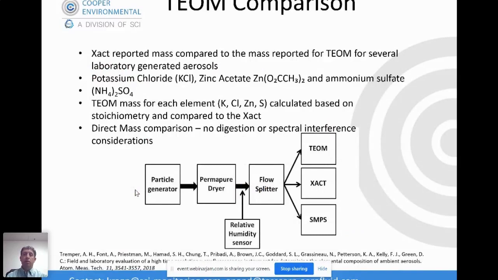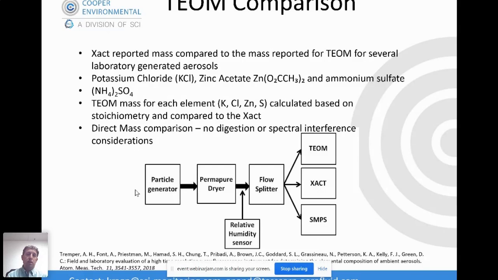And then, as I mentioned, the researchers also did a rather novel comparison between the instrument and the TEOM, or the tapered element oscillating microbalance. What they did is they generated a laboratory aerosol that contained a couple of different elements. They had potassium chloride, where the Xact is able to measure both the potassium and the chloride. They had zinc acetate, where the Xact is able to measure the zinc portion, and then ammonium sulfate, where the Xact is able to measure the sulfur portion.